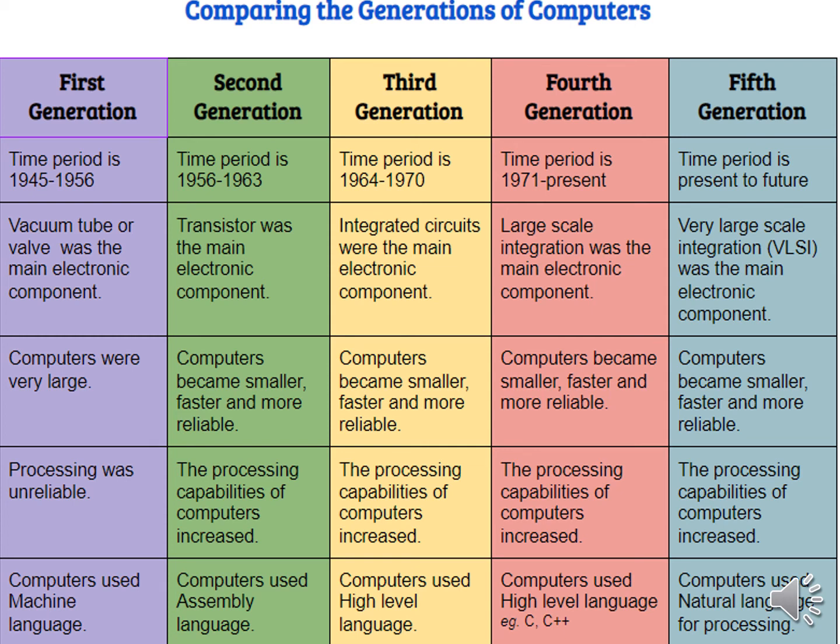In the fifth generation, computers used integrated circuits also, but on a larger scale. The time period is from present to future. Computers are still being developed today. And so those computers that will come out tomorrow, for example, will still be a part of the fifth generation of computers. Computers became smaller, faster, and more reliable. The processing capabilities of computers still increase, and computers are using natural language for processing.